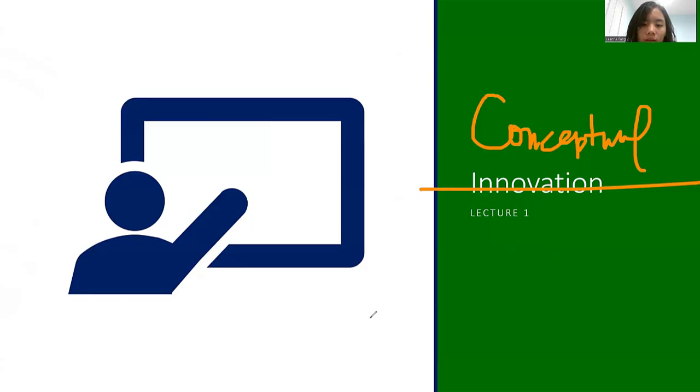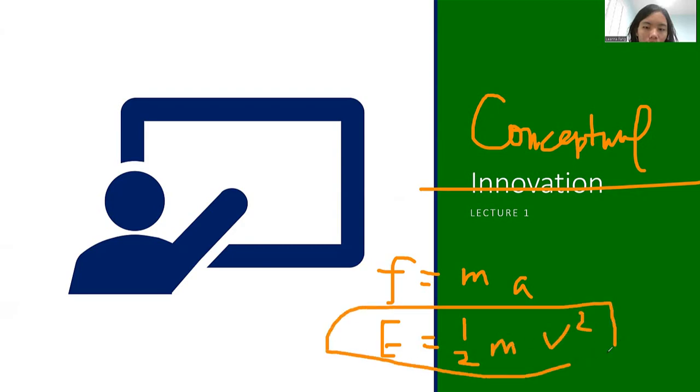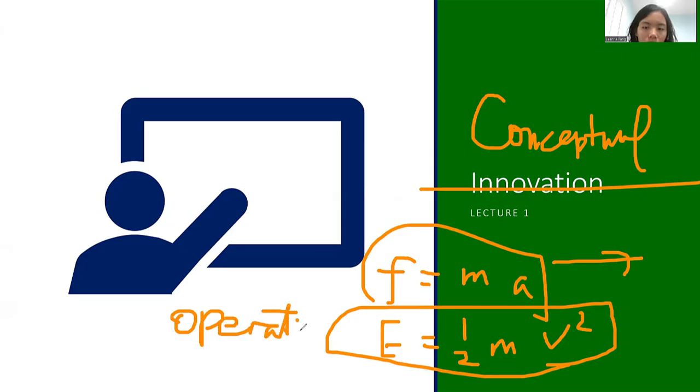Conceptual means that it's not operational. It's not by formula. So for example, in physics, if you have F equals MA and you calculate based on that, or maybe your formula for energy, energy equals half of mv squared, you can calculate it, you can do operations on it, and there is an exact answer that you can expect. These are called operational problems.